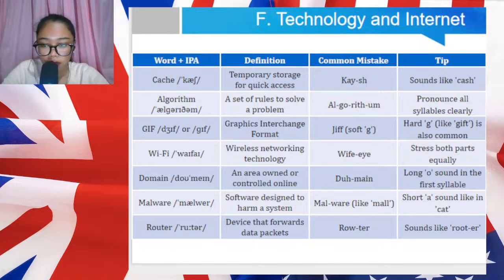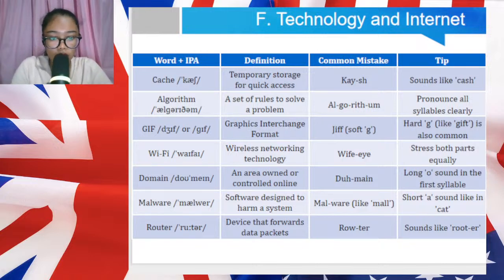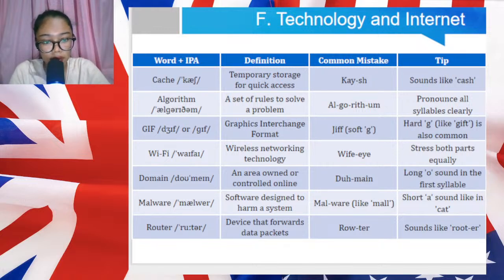Next, we have domain. Again, domain. Domain has two syllables. The common mistake of domain, which uses a short R sound like in cop, in the first syllable is common. So the correct pronunciation uses a long O sound, like O as in dough, something like that.